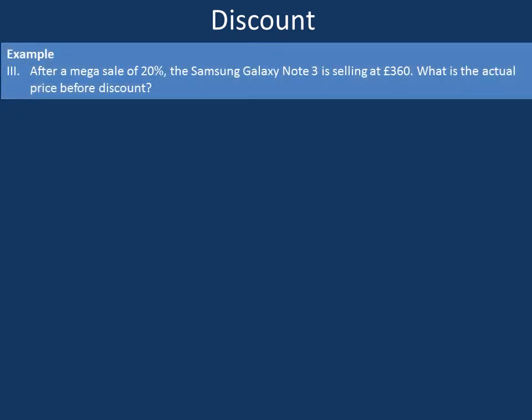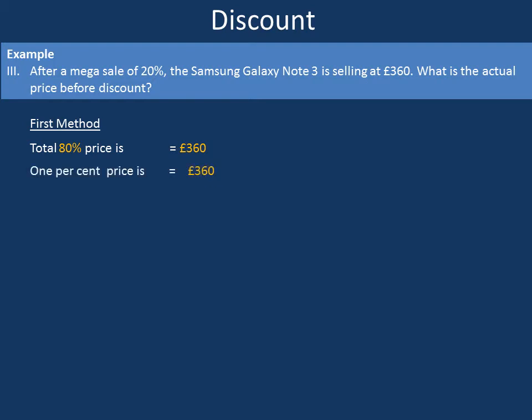In this example, a mega sale has been announced on Samsung Galaxy Note 3. We need to find the initial price before the discount. The amount it is selling for is £360. Now 80% of the initial price represents 360, so 20% has been reduced. Now we need to find the initial amount.